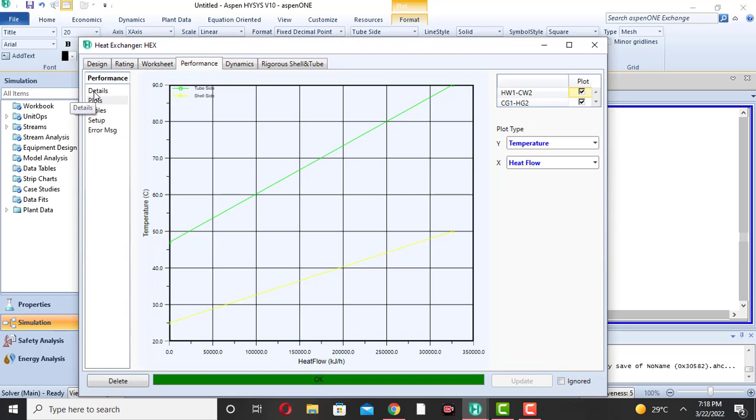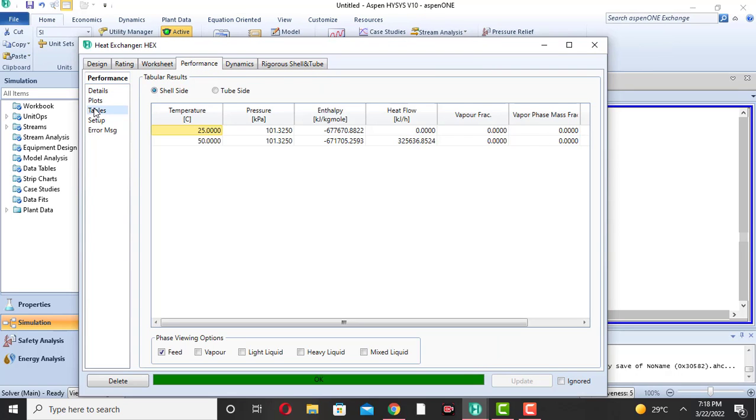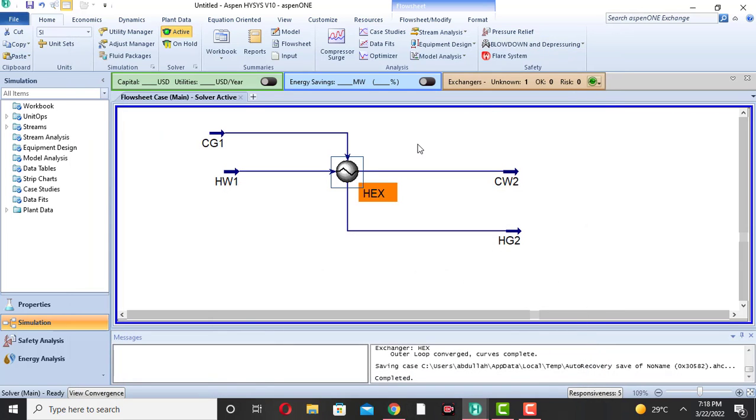Performance and table. Come to the table. If you see the heat loss, this one, 325636 kilowatt per hour is the heat load in this heat exchanger. So this was just an introduction to the chilling heat exchanger.